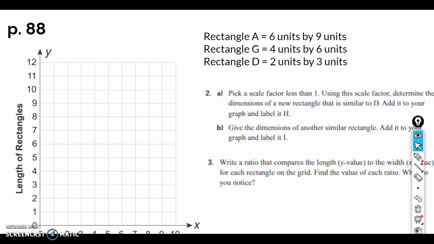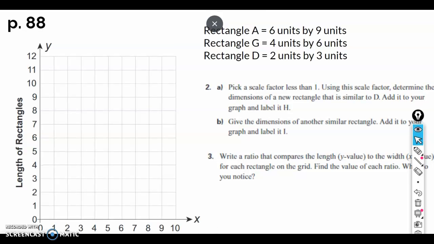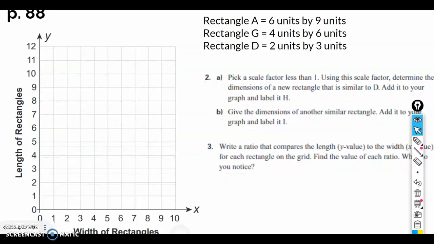Alright, so let's look at page 88. At the top of page 88, it says draw quadrant 1 of the coordinate plane on grid paper. So we have that in our notes now. It says draw similar rectangles A, B, and G on the grid. Place the rectangles with one vertex at the origin and the shorter side along the x-axis. So we're going to start with rectangle A. Rectangle A is 6 units by 9 units. So we would go over 6 units and up 9 units.